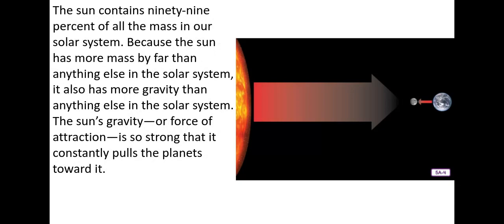The sun contains 99% of all the mass in our solar system. Because the sun has more mass by far than anything else in the solar system, it also has more gravity than anything else in the solar system. The sun's gravity, or force of attraction, is so strong that it constantly pulls the planets toward it.